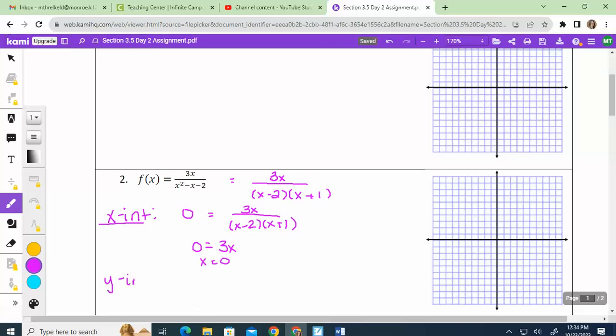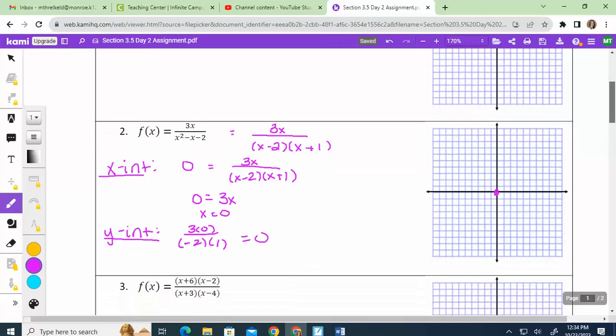How do we find a y-intercept? And it doesn't matter if you do the original or the factored. We get 0. So x and y intercepts are both 0. So that's where we hit our axes.